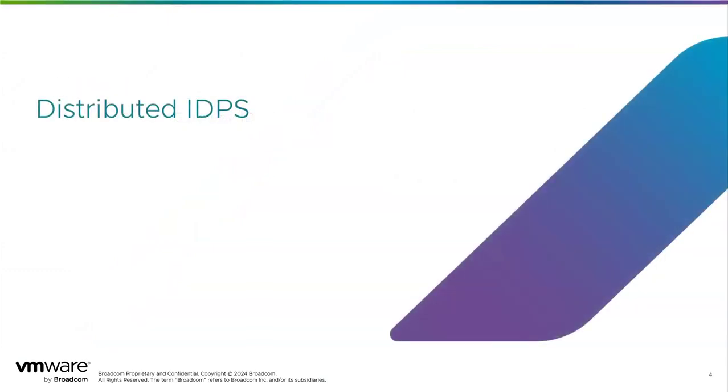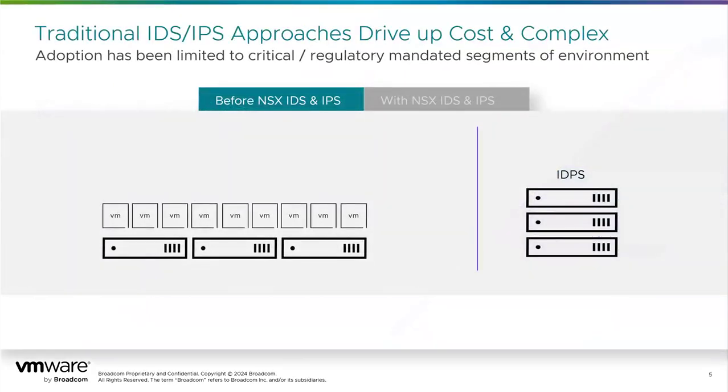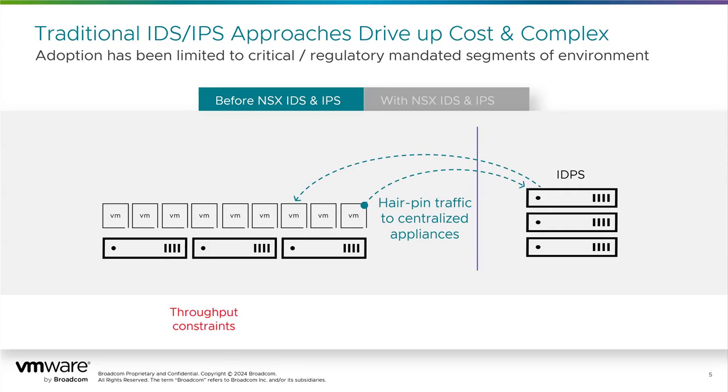To start off with the distributed IDPS, we have to take into consideration that it's not a traditional IDS IPS. That approach would drive up cost and complexity within the data center. Also, adoption was limited to your critical and regulatory mandated segments within the infrastructure. Last, you would have to hairpin traffic back and forth to centralized appliances. This resulted in higher throughput constraints, selective traffic inspection, and lack of vMotion support, resulting in stale policies.